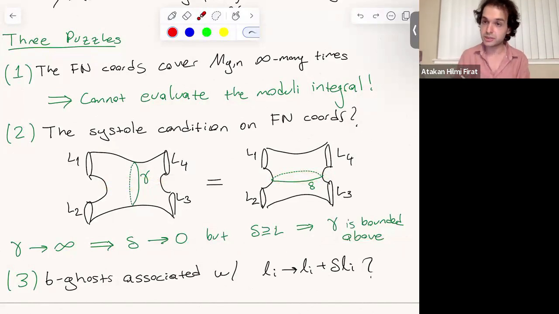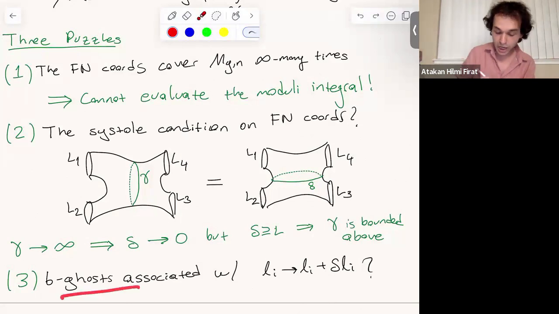In general, this is really hard because this upper bound is going to depend on the particular, possibly very complicated, dependence on the moduli space. So implementing the systolic condition is also very hard in differential Nielsen coordinates. That's the second puzzle. And the third puzzle is how you will even do the B ghosts with this particular deformation.